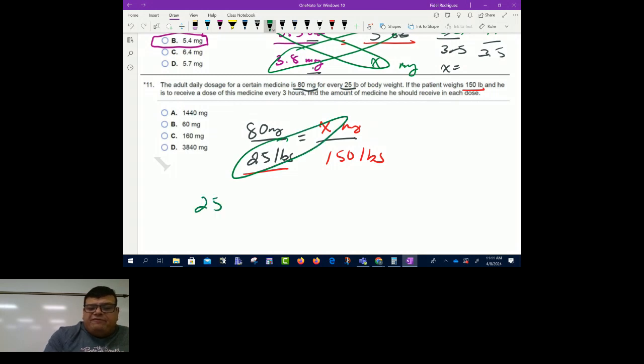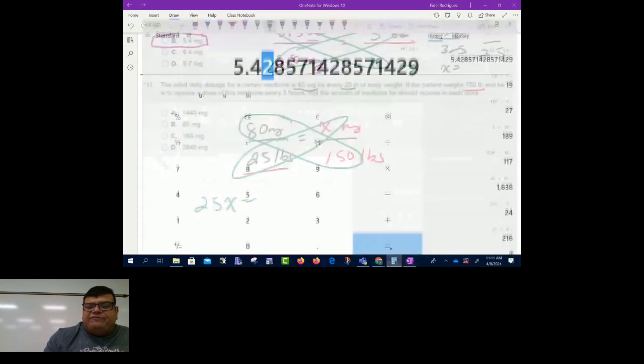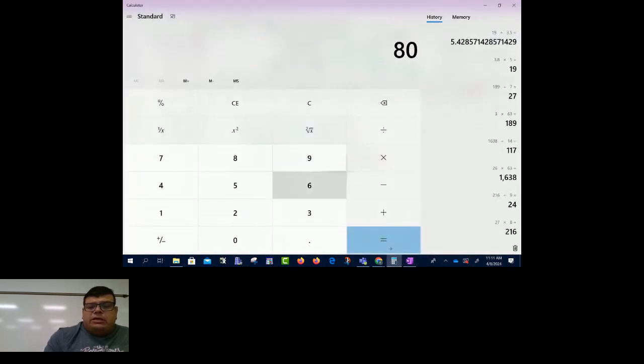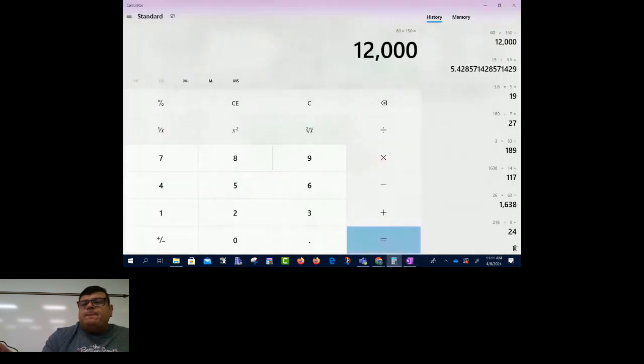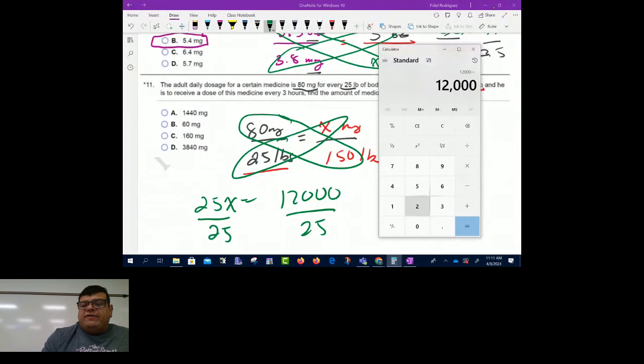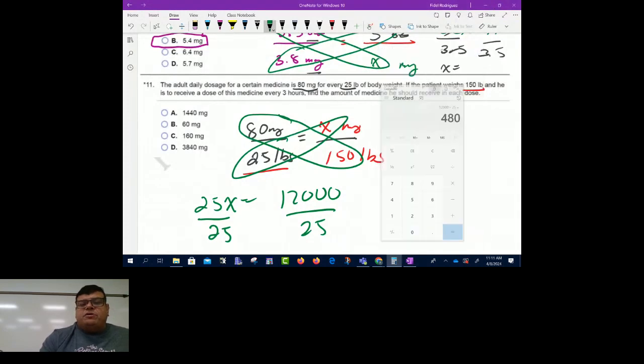So 25x equals 80 times 150, 12,000. Okay. And then we're going to divide everything by 25. Okay. So let's divide that by 25. Boom, 480. Okay.